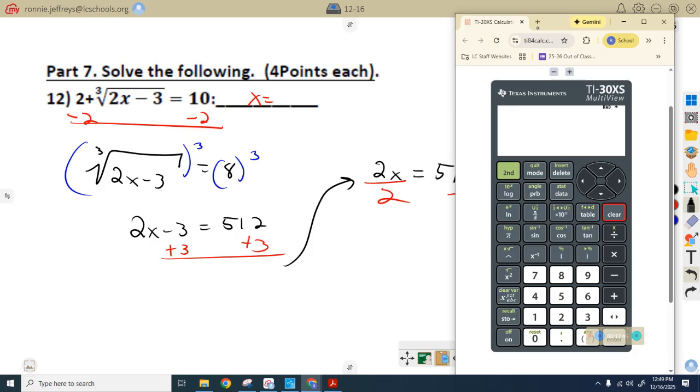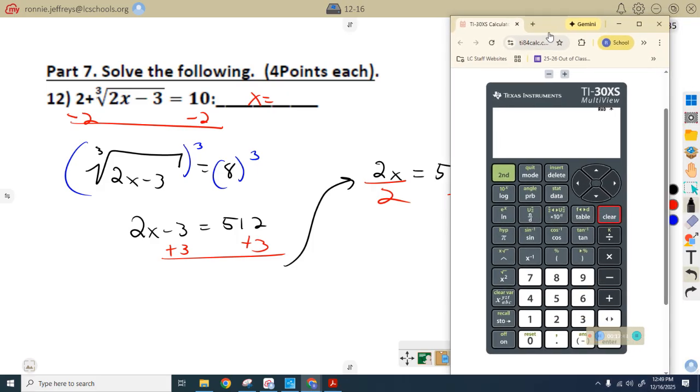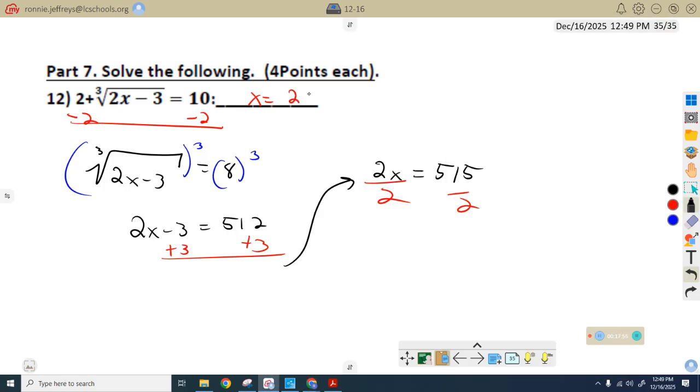All right, so what was that? So 515 divided by 2. All right, so 257.5. All right, and that's our exam.